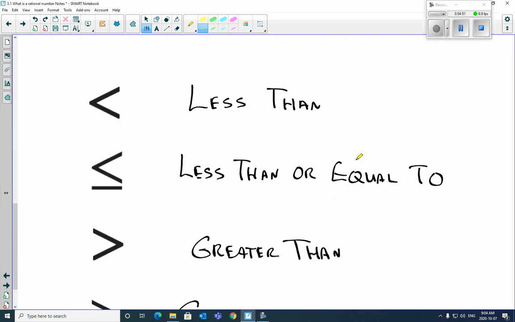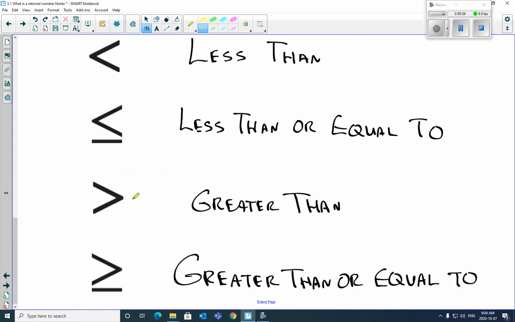Some other words you have to get used to. You can remember these as the alligator eating the bigger one, or the Pac-Man eating the bigger number. This one is less than, so this would be 2 is less than 5, or something like that. This one is less than or equal to. This one would be greater than, for instance, 5 is greater than 2. And the bottom one here is greater than or equal to. Okay, so that was lesson 3.1.